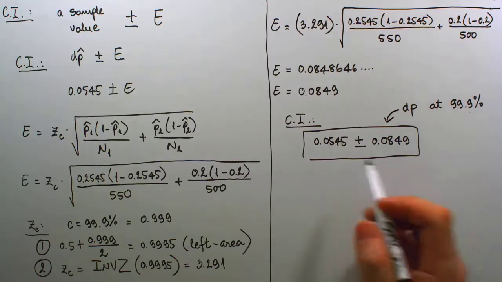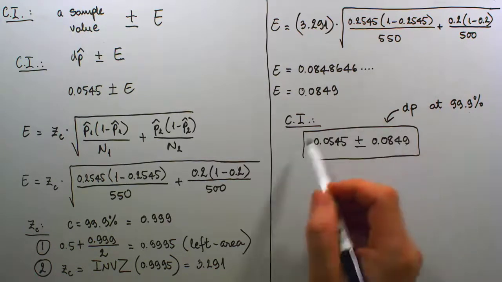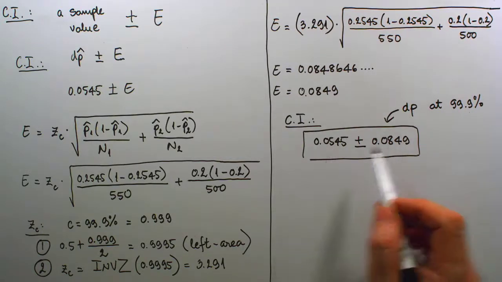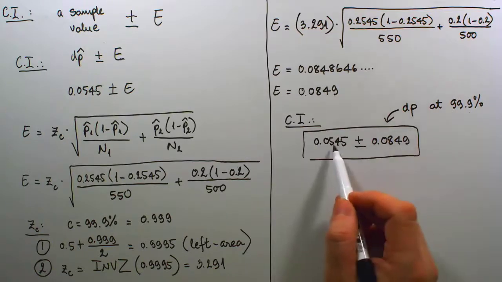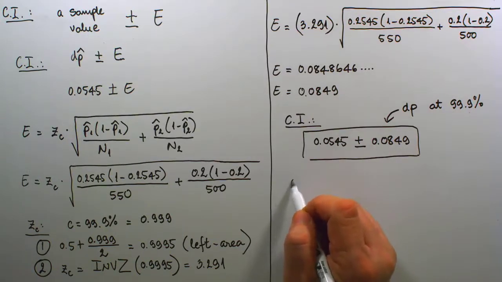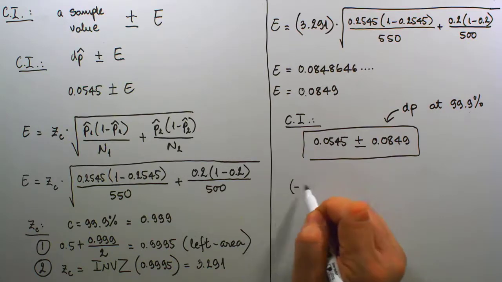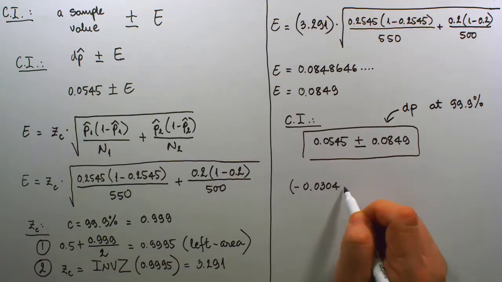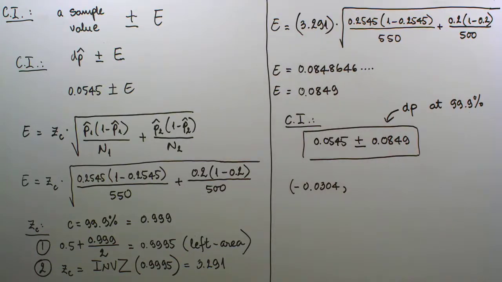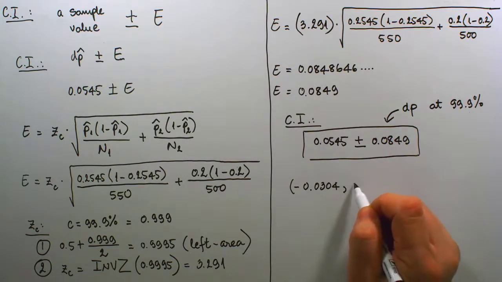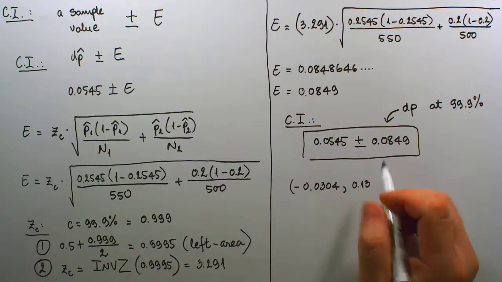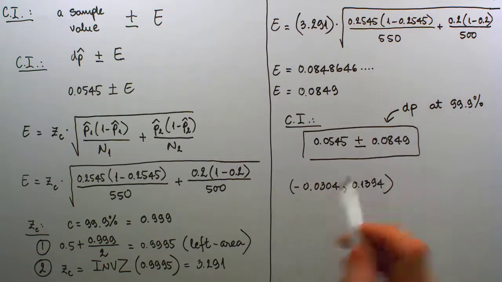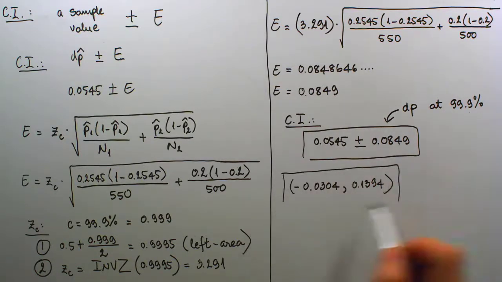And again, we can always put this confidence interval in traditional format by simply subtracting this margin of error from the center point or adding this margin of error to the center point. So low end would be minus 0.0304, and high end will be 0.1394. And so this is the same confidence interval but expressed in traditional format.